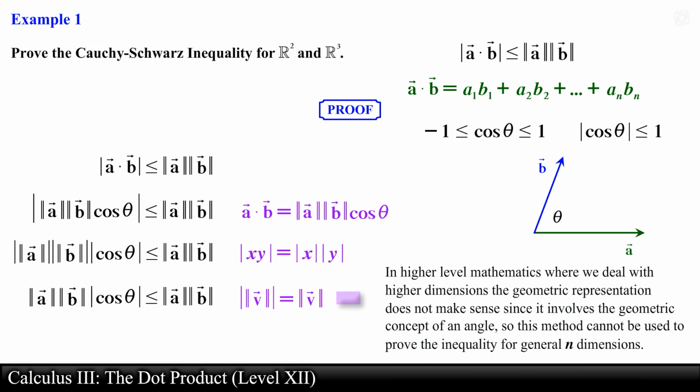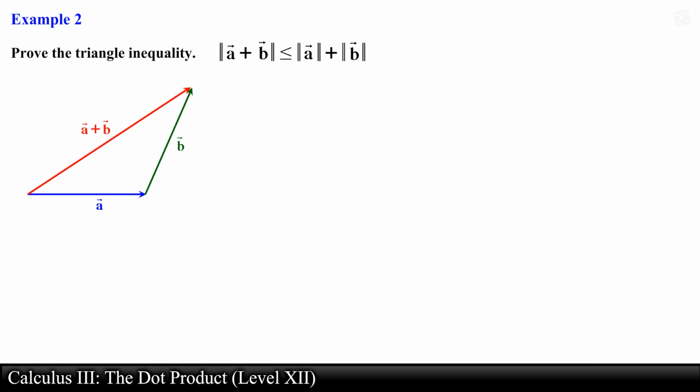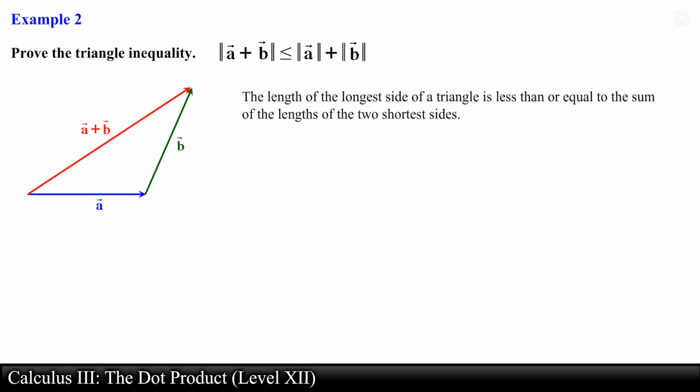Alright, let's go ahead and prove our next inequality. Prove the triangle inequality. The triangle inequality states that the length of the longest side of a triangle is less than or equal to the sum of the lengths of the two shortest sides. This is a property that you probably learned in your first geometry class. The only difference is that this inequality is specific to vectors.